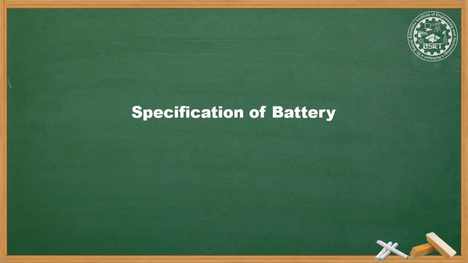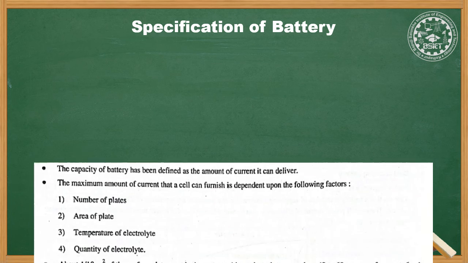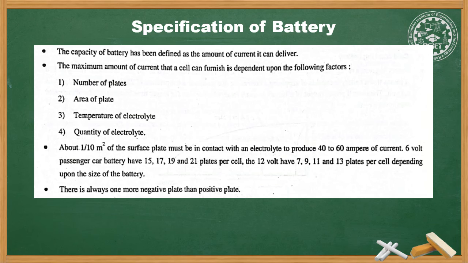Next point is specification of battery, or capacity of battery. The capacity of a battery has been defined as the amount of current it can deliver. The maximum amount of current that a cell can furnish depends upon a number of factors such as the number of plates, area of plates, temperature of electrolyte, and quantity of electrolyte.